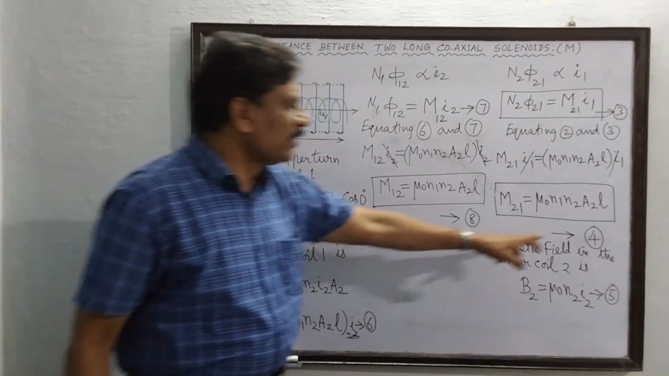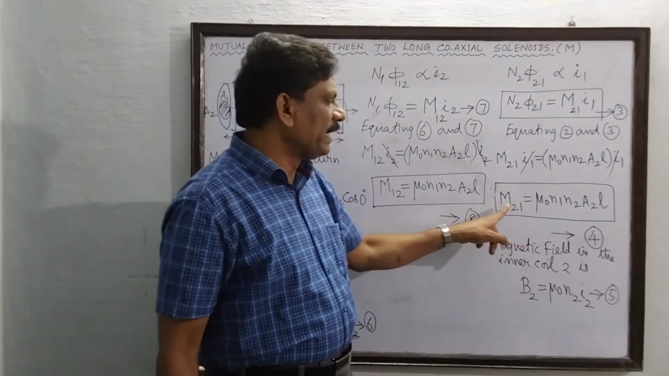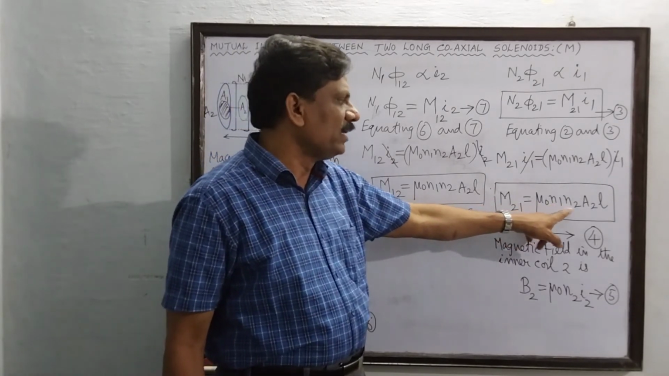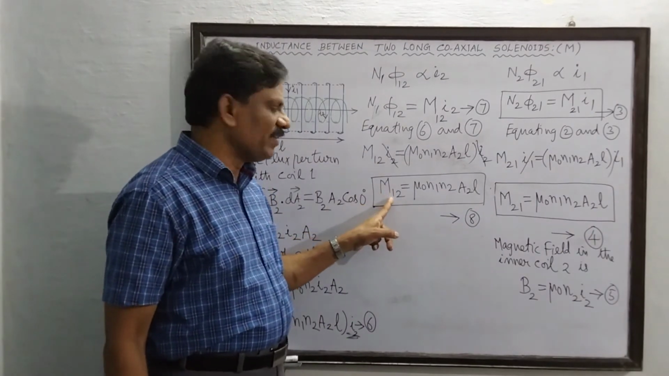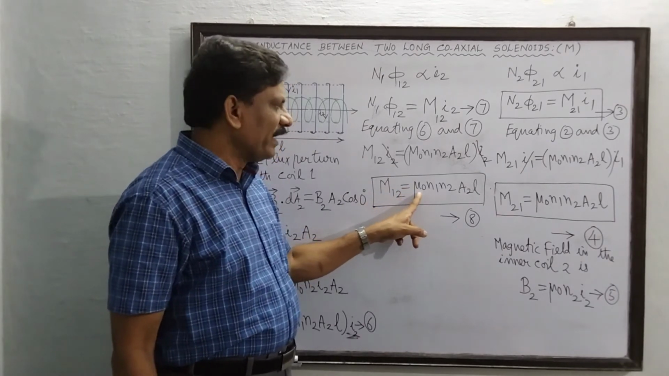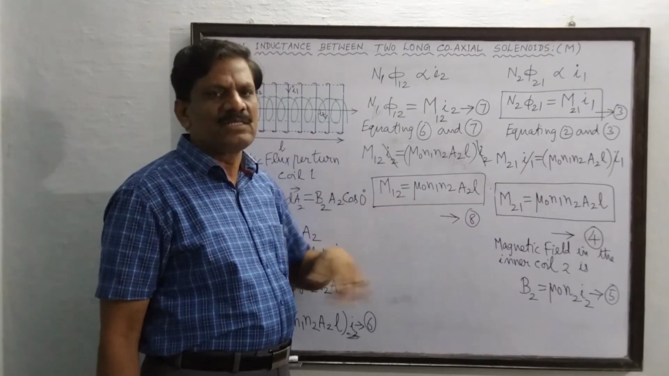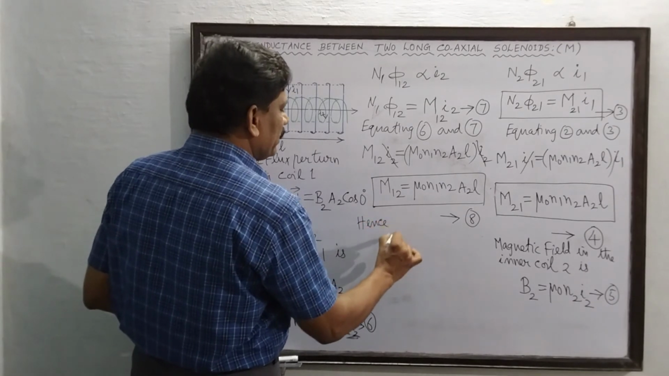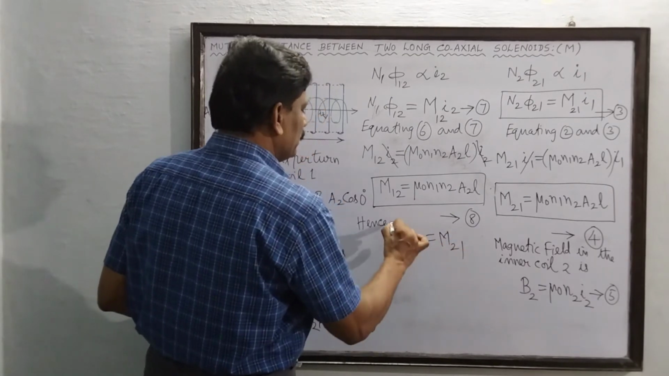Now you observe equation 4 and equation 8. What is equation 4? The mutual inductance of the second coil with respect to the first coil is mu naught N1 N2 A2 into L. What is equation 8? The mutual inductance of the first coil with respect to the second coil is also equal to the same factors, mu naught N1 N2 A2 into L. Are you finding that M12 is also equal to M21? So we will write like this. Hence M12 is equal to M21.